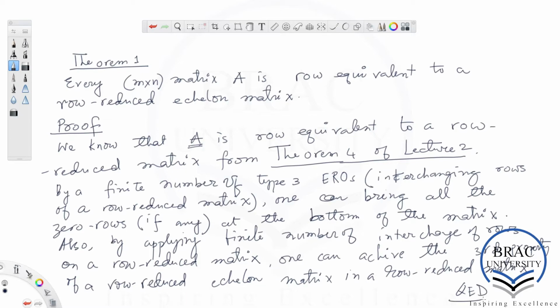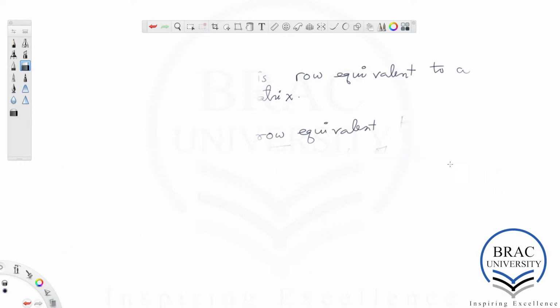QED, very simple. So all through the proof, we are just applying one type of elementary row operation, the third type, just the interchange of rows. This type of elementary row operation is sufficient to convert the matrix into a row reduced echelon form. Okay, all right. So let me erase everything.